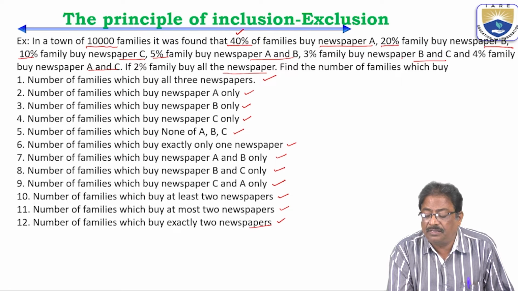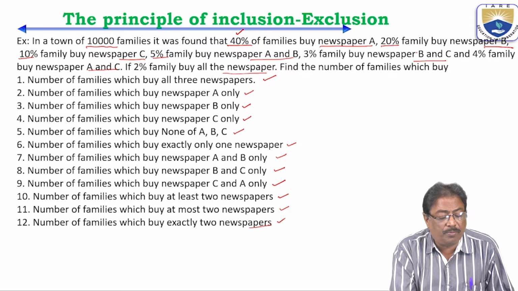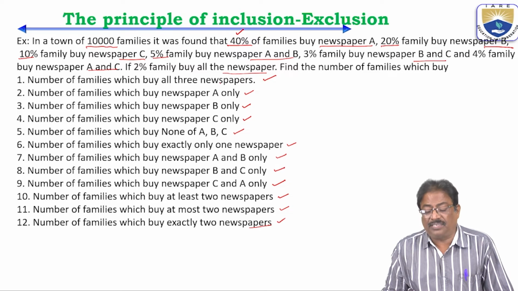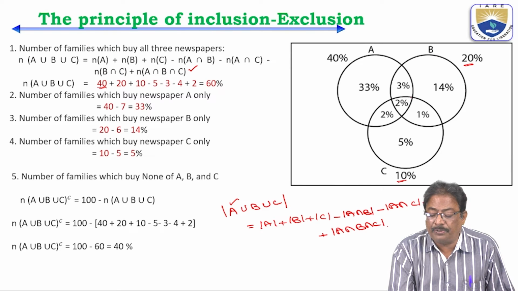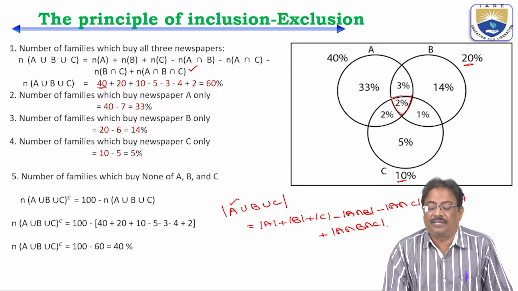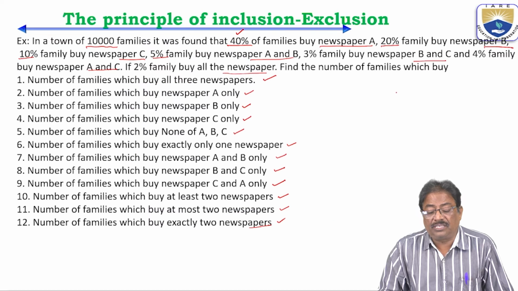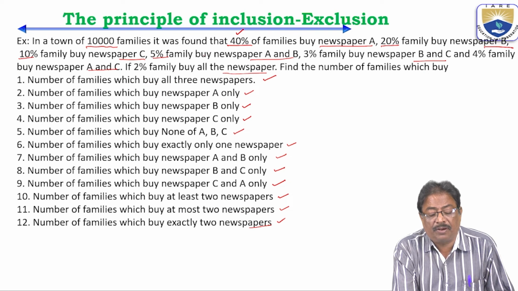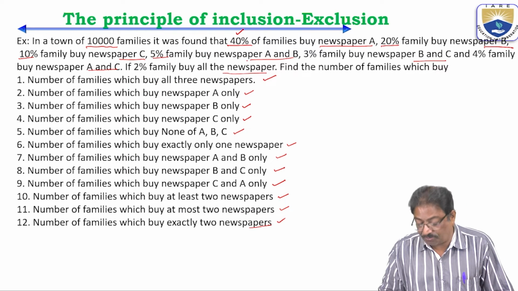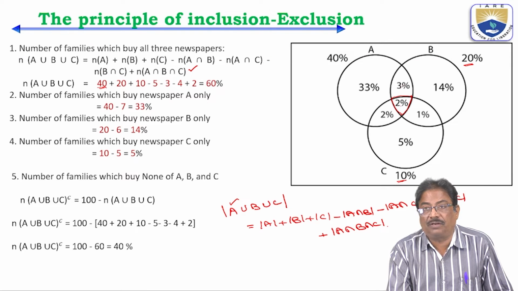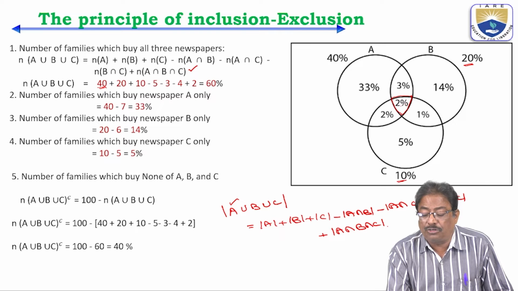And the next 3% by newspaper B and C, 4% by newspaper A and C, and 2% by all the newspapers. See here, 2% are going to buy all the three types of newspapers. So this is 2%. And the rest means either A and B both. It is given as 5% of families buy newspaper A as well as B. So for that, 3 plus 2 is nothing but 5%. Of course, 2% are going to buy the C type newspaper only also.